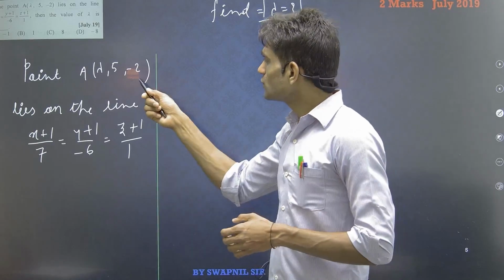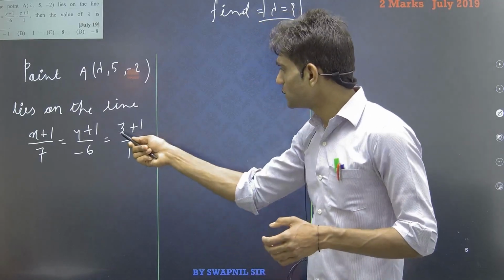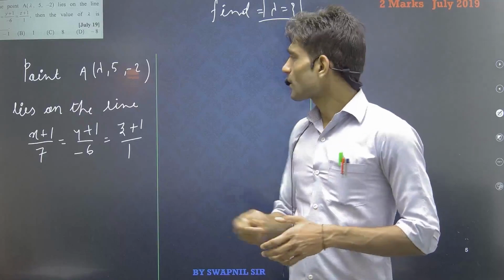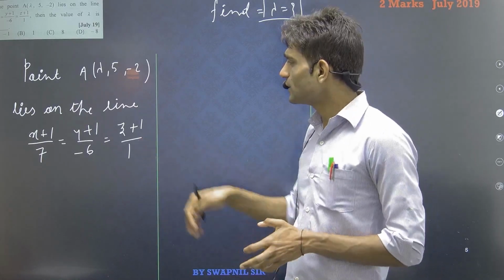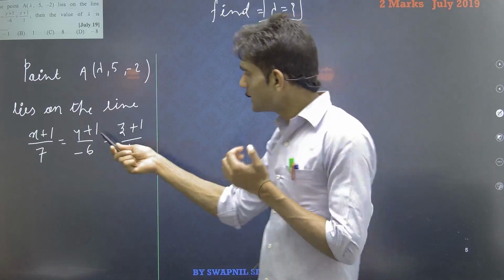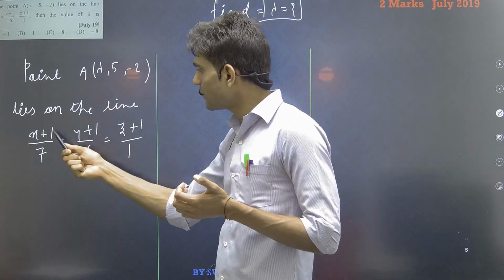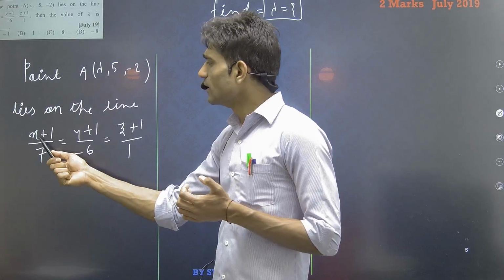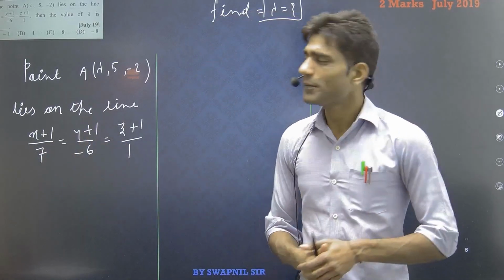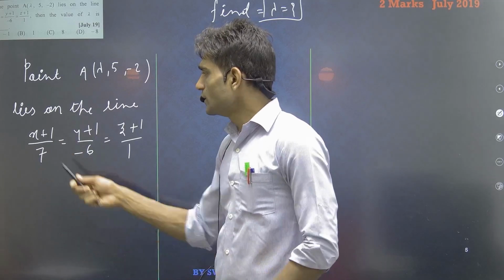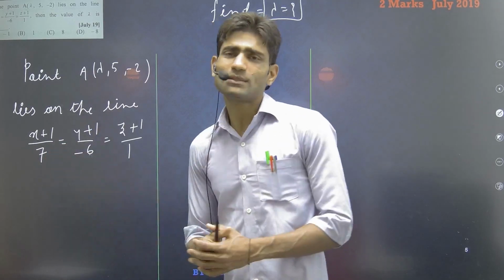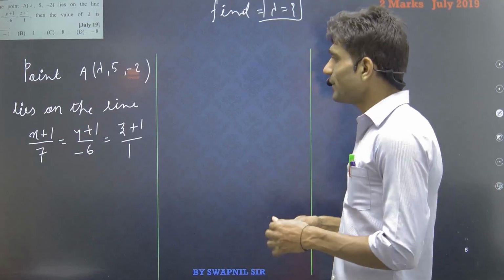Similarly for minus 2: minus 2 plus 1 gives us minus 1, divided by 1, which gives us minus 1. Now if it is minus 1 here and minus 1 here, that means we want the solution from this side to also be minus 1. That means what value is possible here so that we get minus 1? Let me explain it one more time.